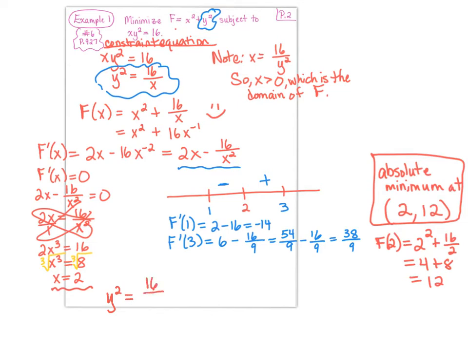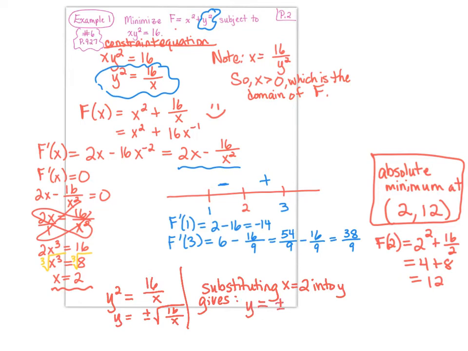16 over x, or y is equal to plus or minus the square root of 16 over x. Now we're going to plug in x equals 2. So substituting x equals 2 into y gives us the following. Y is equal to plus or minus the square root of 16 over 2, which equals plus or minus the square root of 8.